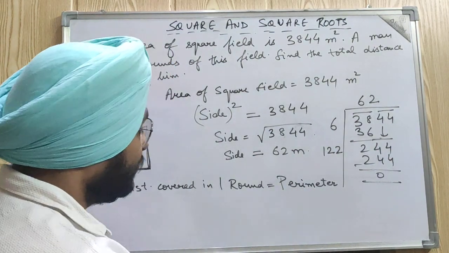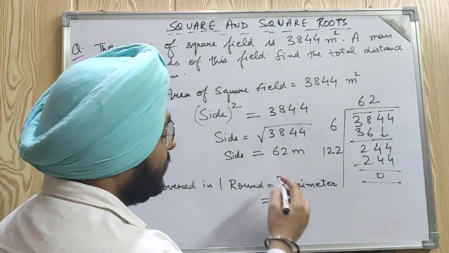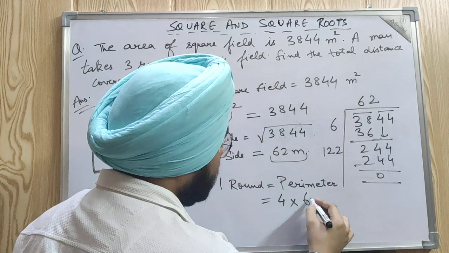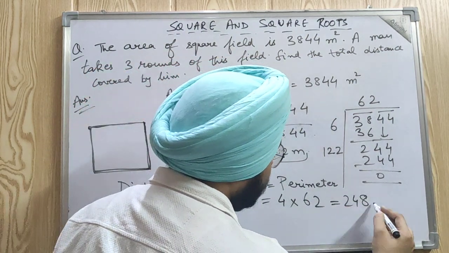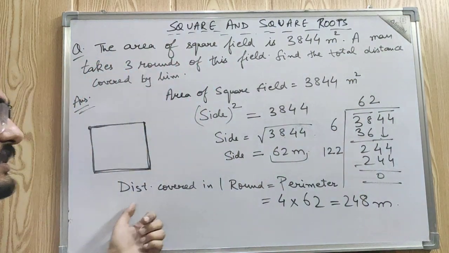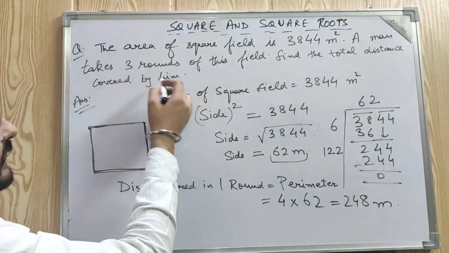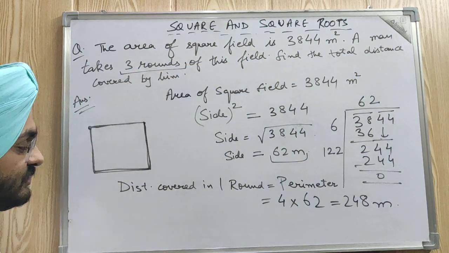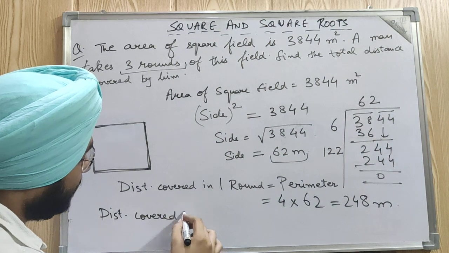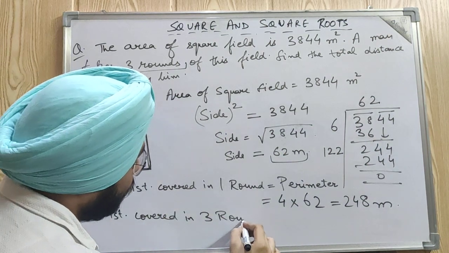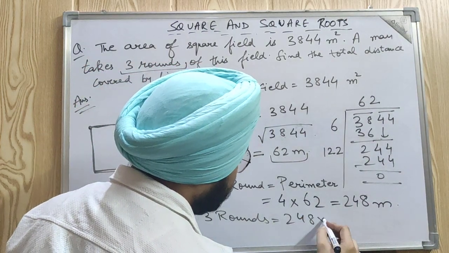So what's the perimeter? Perimeter of the square is 4 into side. So side we have 62 here. So 2 into 4 will be 8 and 6 into 4 will be 24. So the distance covered in 1 round will be 248 meters. But he is saying he has taken 3 rounds here. So can't I find out the distance covered in 3 rounds? The distance covered in 3 rounds will be, we will multiply this with 3 only.